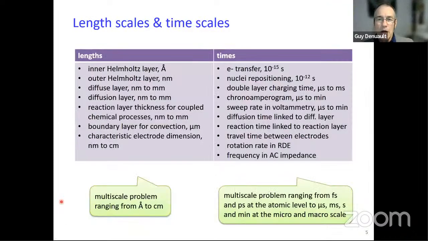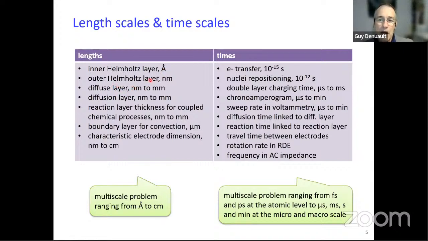So I was talking earlier about length scales and time scales. So I've put this table together to give you a flavor of what we need to deal with in electrochemistry, but also the different time scales. So if we just start with the length, initially I'm looking right close to the electrode surface. So I'm looking at the structure of the double layer. So the first sort of length is the inner Helmholtz layer. So here we're looking at angstroms.